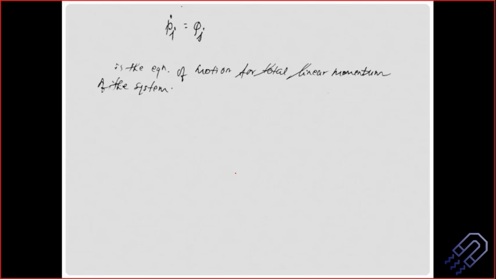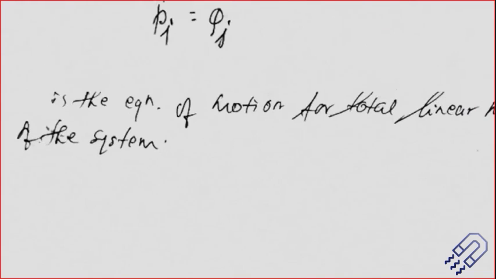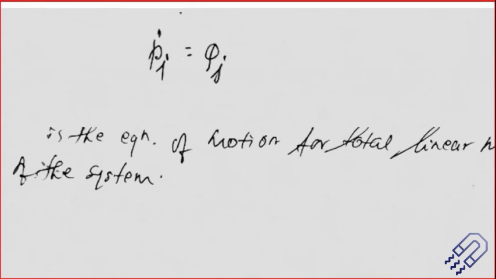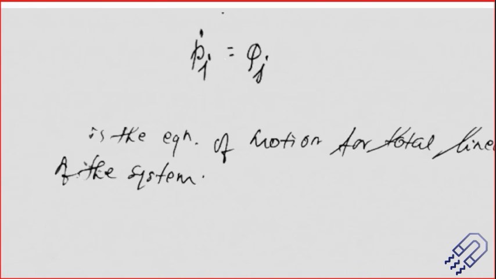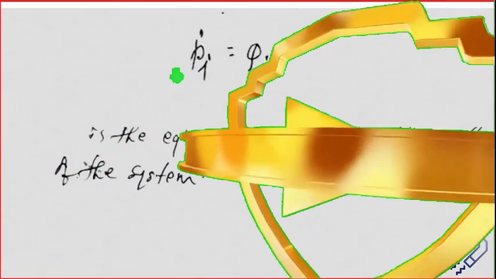So we have this now, and then what will be our concluding statement? The concluding statement will be that this Pj dot is equal to Qj is the equation of motion for total linear momentum of the system. This is the equation of motion for total linear momentum of the system.